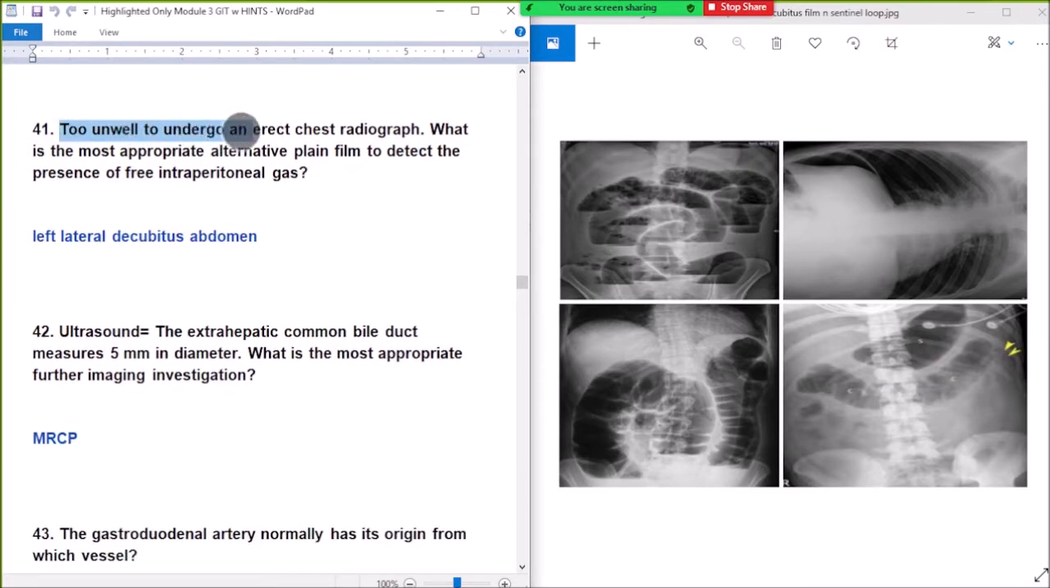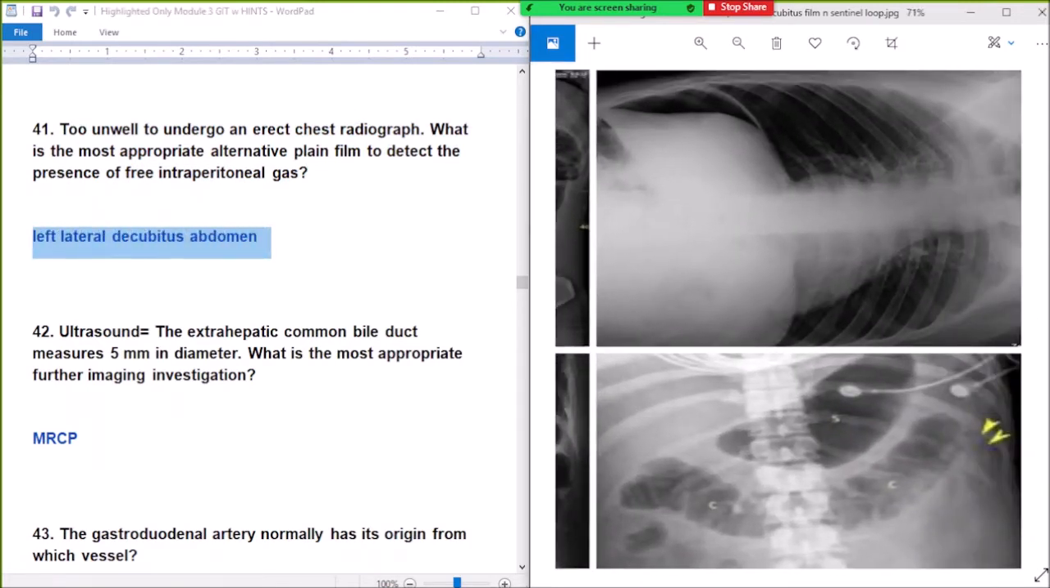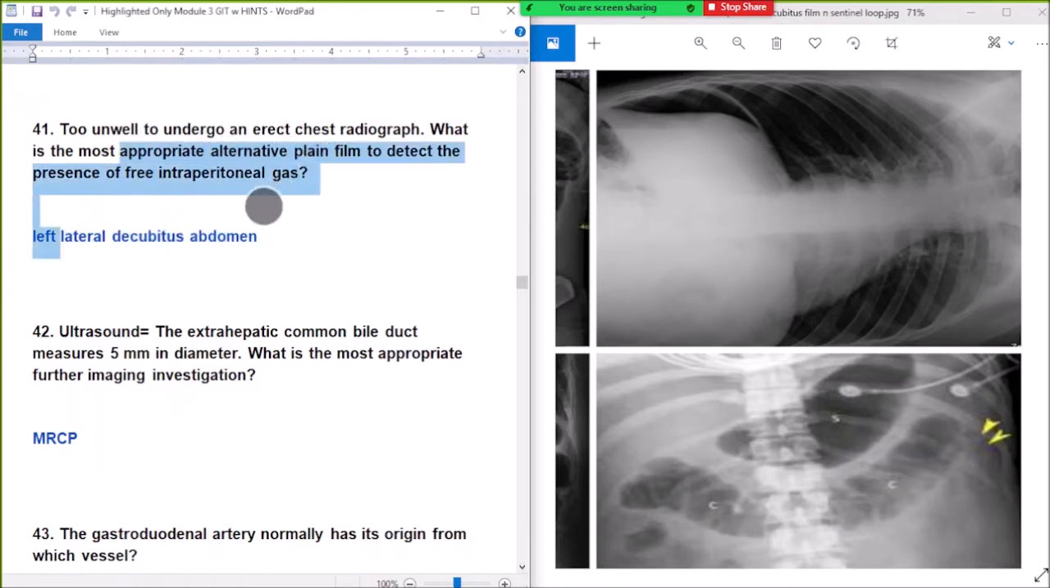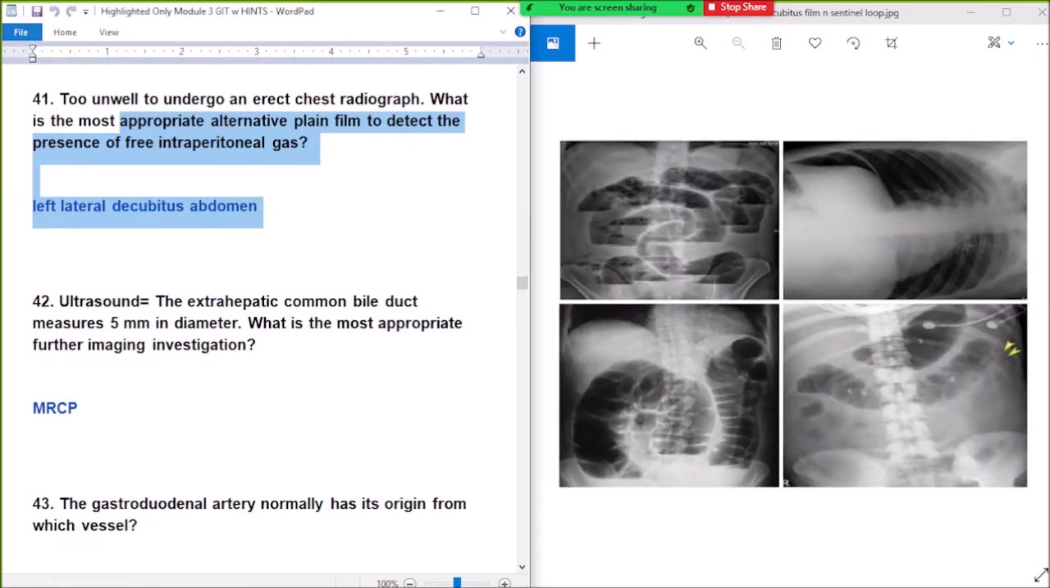Question number 41. Too unwell to undergo an erect chest radiograph. What is the most appropriate alternative plan to detect the presence of free intraperitoneal gas? Left lateral decubitus abdomen. The left lateral decubitus position of the abdomen is used to detect the presence of free intraperitoneal gas. So the most appropriate alternative is left lateral decubitus abdomen.